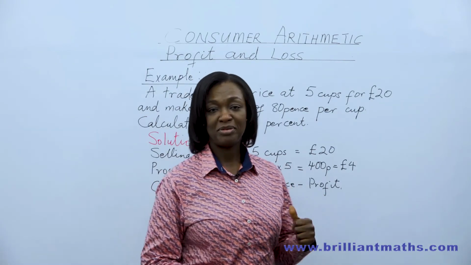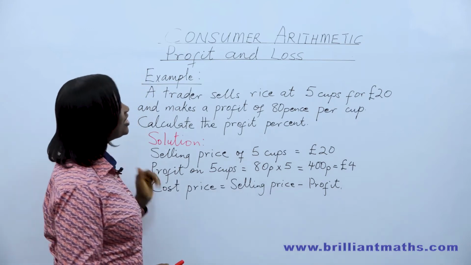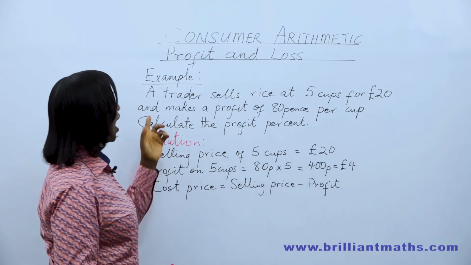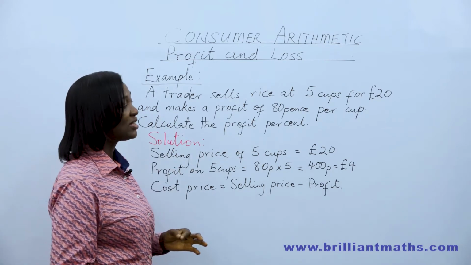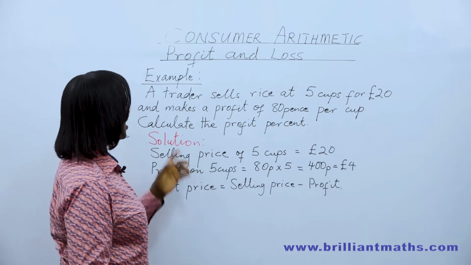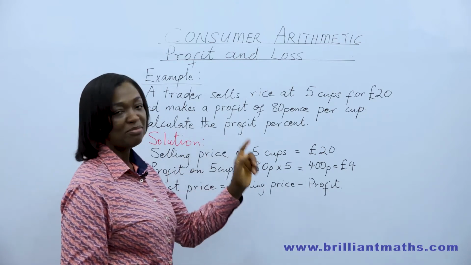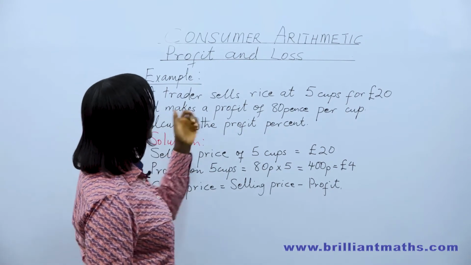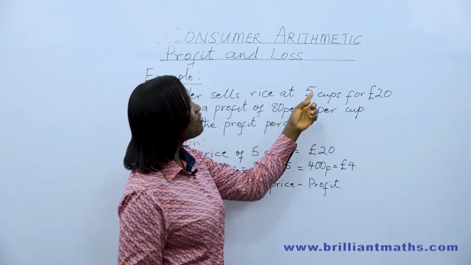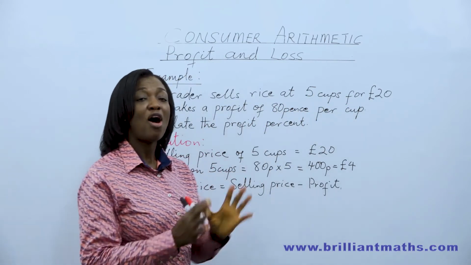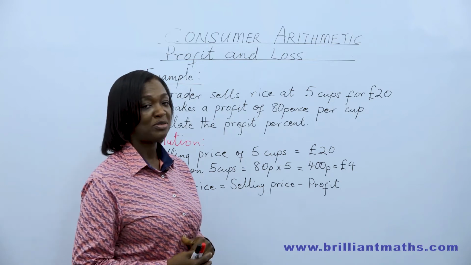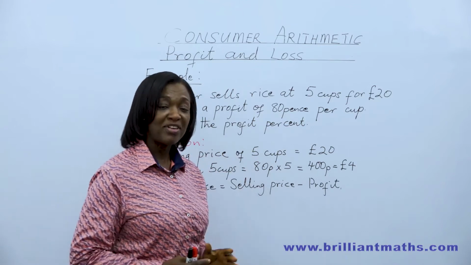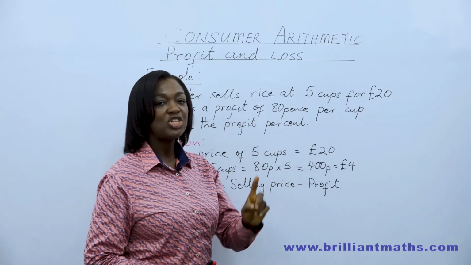Let's look at this example. A trader sells rice at 5 cups for 20 pounds and makes a profit of 80 pence per cup. Calculate the profit percent. You need to understand the question. A trader sells rice at 5 cups for 20 pounds. So all 5 cups were sold for 20 pounds and makes a profit of 80 pence per cup. So the profit is 80 pence for each cup.